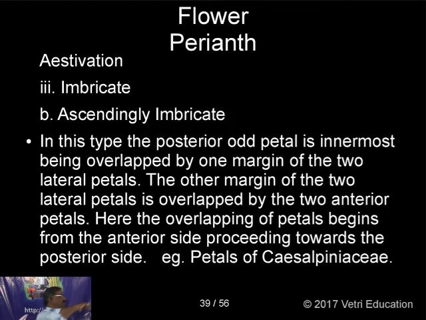Next, ascendingly imbricate aestivation. As I told you, this descending is coming down. This is just going up. Ascendingly imbricate aestivation. In this type, the posterior petal is innermost, being overlapped by one margin.